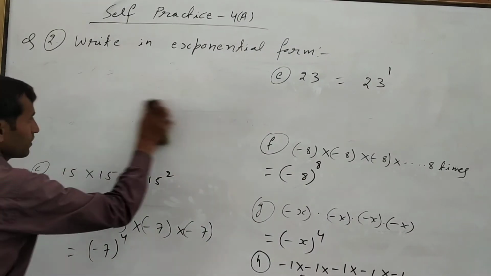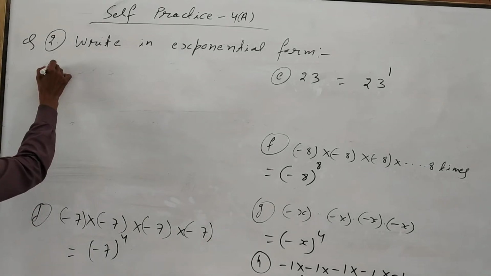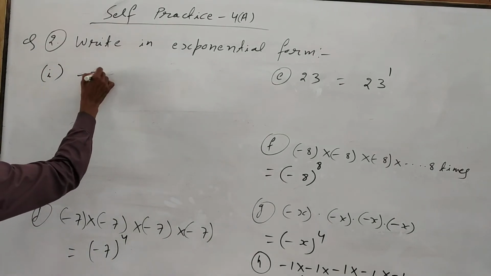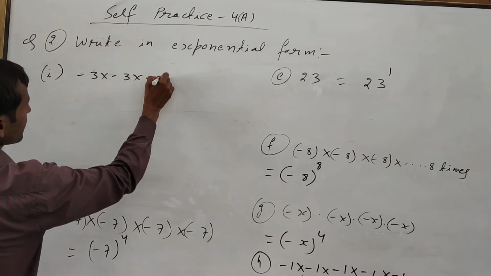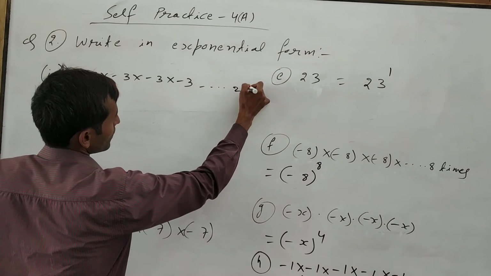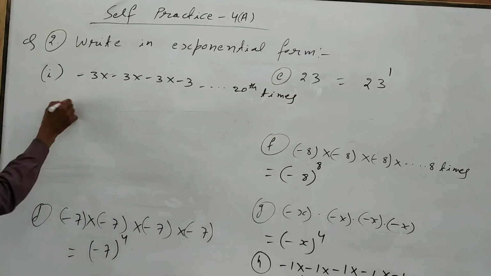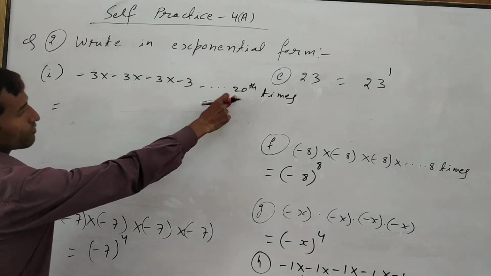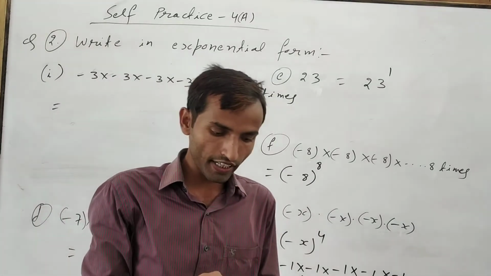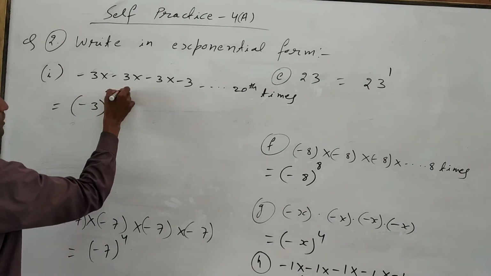Next one, maybe the question is written like that. Minus 3 into minus 3 into minus 3 into minus 3, up to 20 times. So how will we write it in power? We have to count 20, which means minus 3 is multiplied 20 times. So we put here minus 3 to the whole power 20.